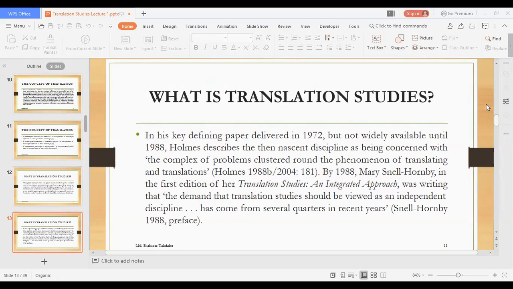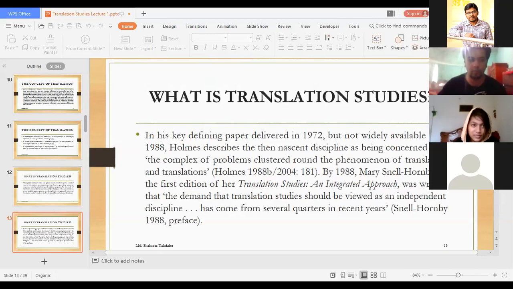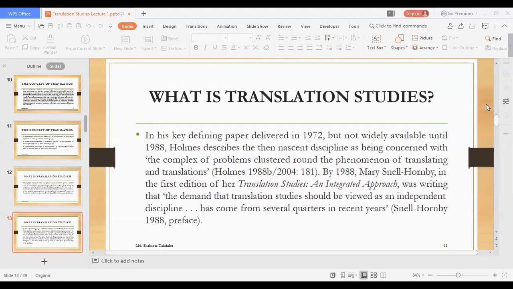You see, translation studies as a discipline is developing as a subject, and lots of things are going on there, and people are working for it. I know one university in UK, the University of Exeter, and they have masters in translation studies, and lots of foreign universities have these masters in translation studies.